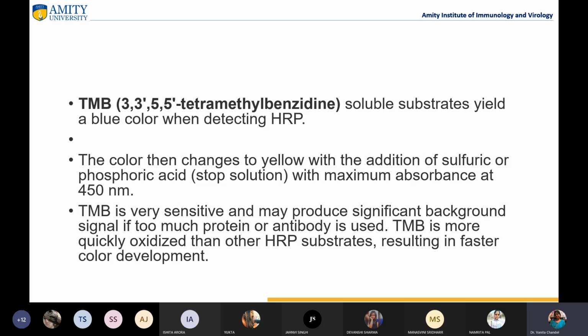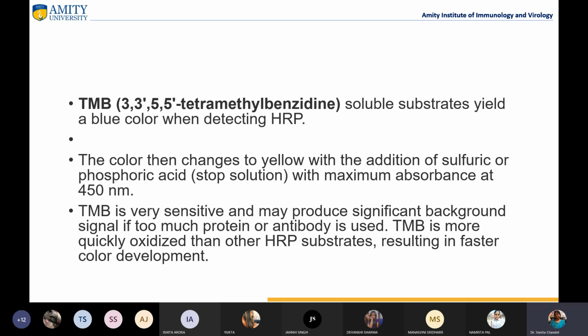So we incubate those plates by adding those substrates at the end, and then after some time, maybe 15 minutes or 20 minutes, we add some solution to stop the reaction so that no further color is developed. It could be half an hour after or 15 minutes after, depending upon the protocol which is given. So the color changes to yellow when we add the sulfuric acid or phosphoric acid, which is a stop solution, with maximum absorbance at 450 nanometers.